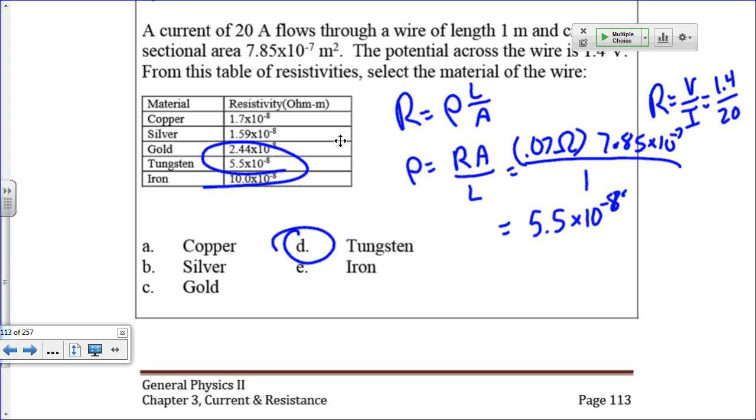You can see something like that as a free response on your test, which is in 1 week. I realize that, right? 1 week from today.